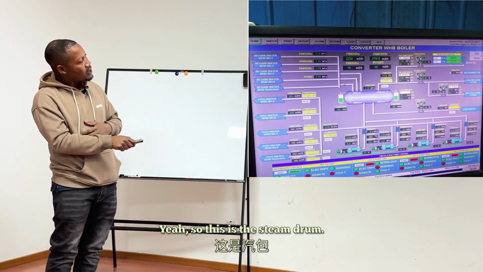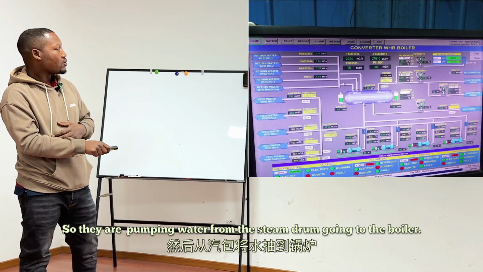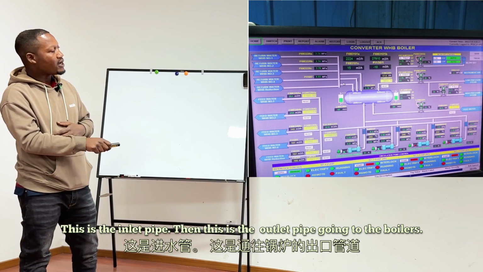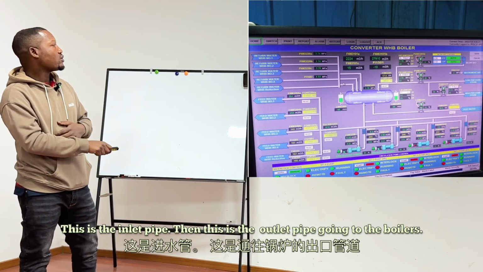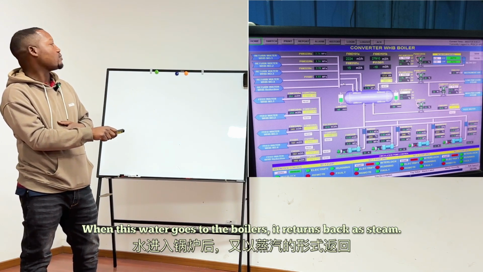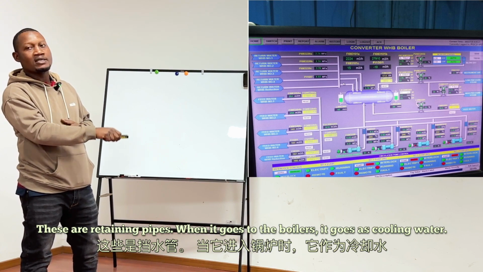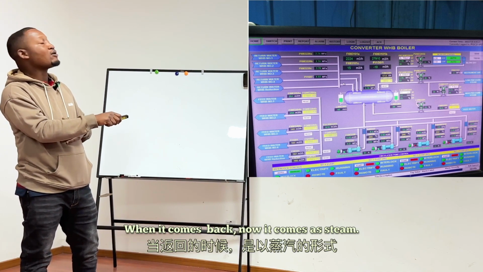This is the steam drum. These are the circulation pumps. They pump water from the steam drum going to the boilers. This is the inlet pipe. Then this is the outlet pipe going to the boilers. When this water goes to the boilers, it returns as steam. These are the return pipes. When it goes to the boilers, it goes as cooling water. When it comes back, it comes as steam.